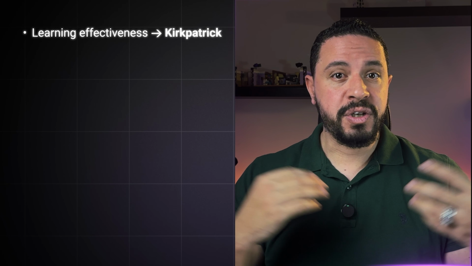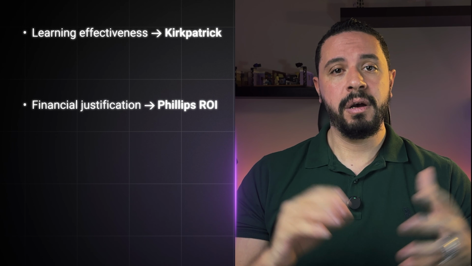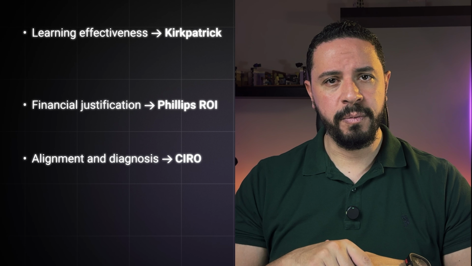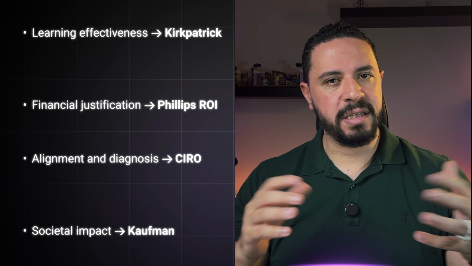And here's where most L&D teams go wrong. They debate which model is the best, but the better question is, what are we trying to prove? If it's learning effectiveness, it's Kirkpatrick. If we're talking about financial justification, Phillips ROI. Alignment and diagnosis, it's CIRO. Societal impact, it's Kaufman. As CIPD emphasizes, effective evaluation is contextual. It's layered and intentional, not one size fits all.